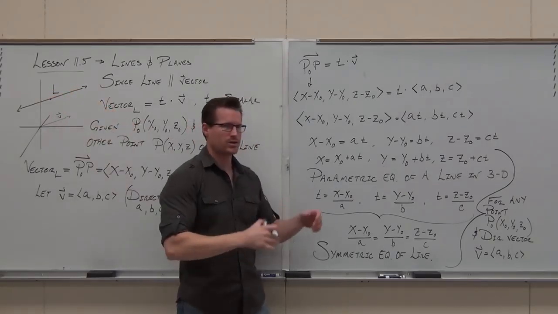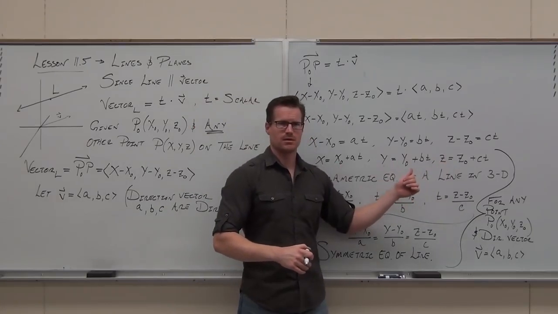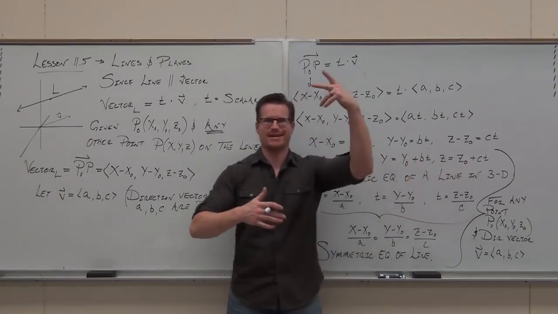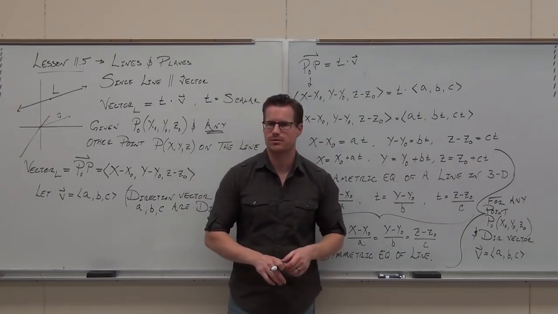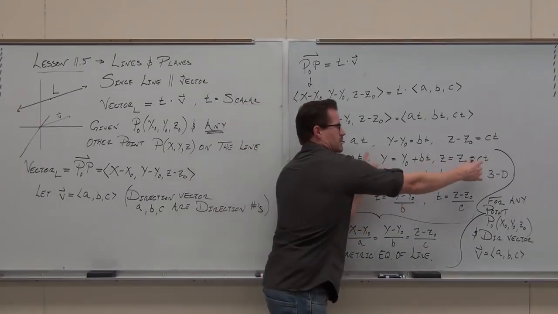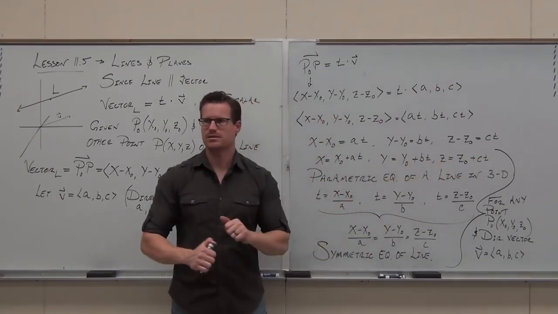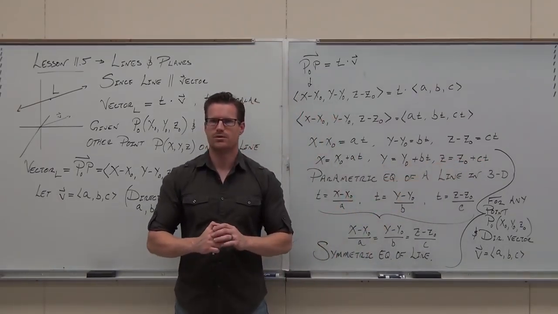You go, okay, well, how do I do that? Take the point, take the vector, add some crap to it until it hits the point. That's what we're doing, really. We're taking a vector, multiplying by a scalar, raising it, and going through that point. That's the idea. Didn't know if you're okay with the idea.